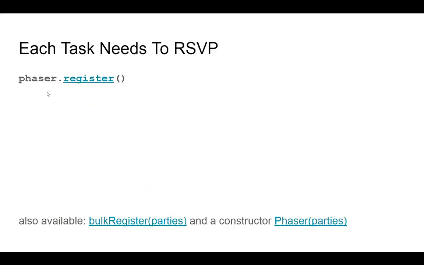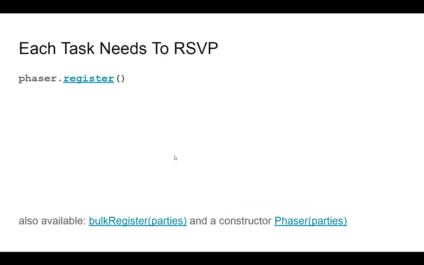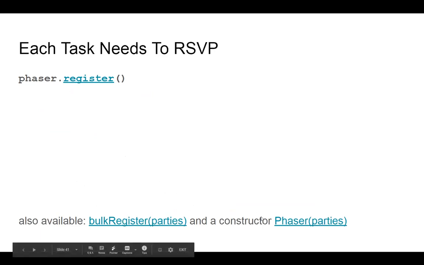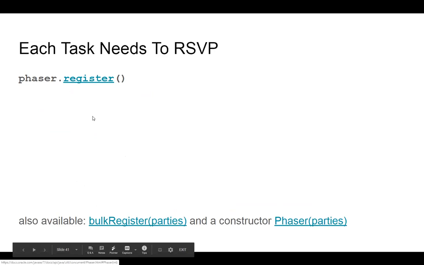And so what phaser has for this sort of thing is the register method. Each task that's going to be in on this party needs to register. There's also bulk register, so you can say, all right, I've got 8 tasks, register 8 of them. There's also a way to construct it directly from the phaser. You can tell how many parties you're going to need, and it's the equivalent of, like we said, phaser 8 is the equivalent of calling register 8 times.